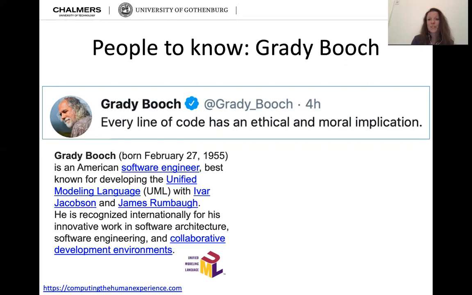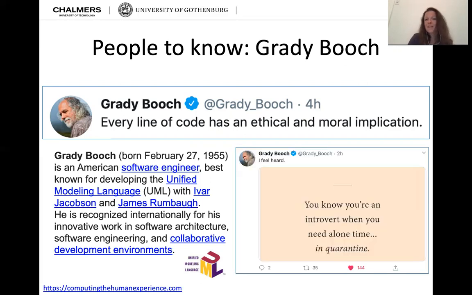Also, Grady is a wonderful human. He is one of the introverts among us, and another thing he tweeted that I thought was worth mentioning here, because I love making people visible in their humanness, not just in their super clean and sleek professional image. He quoted this picture: "You know you're an introvert when you need alone time in quarantine." He says, "I feel heard." So for all of you introverts out there, you're in good company. You be you. I think I'm somewhere in the middle. Don't know. Not entirely sure.